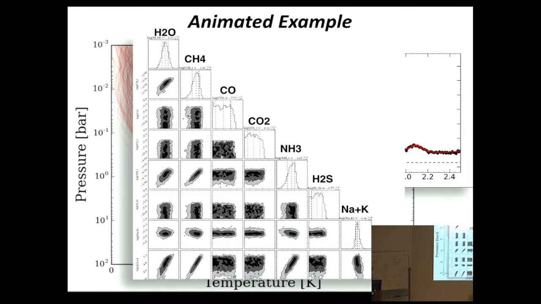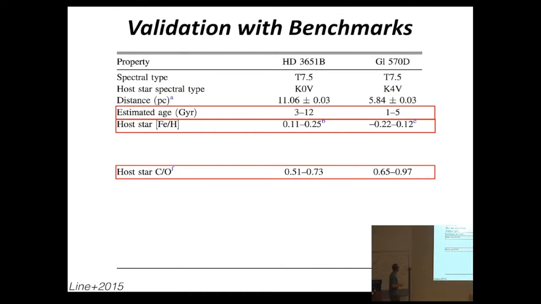So you may have heard, with retrieval approaches in exoplanets, that we get weird answers, like the entire atmosphere can be made out of CO2 even though it's a hot Jupiter. We shouldn't believe these results. So that's why we check it on objects for which we think we know the answer. And so these are benchmark objects.